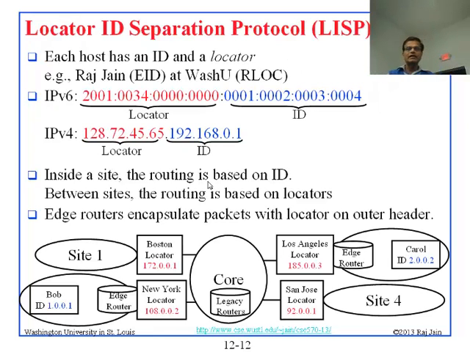Alright, so the second protocol that we will discuss today is called LISP, Locator ID Separation Protocol. So each host has an ID and a locator. For example, my ID is Jain, and I am located in Vashu today. Last week I was located at some other place. So the ID does not change, but the locator changes.